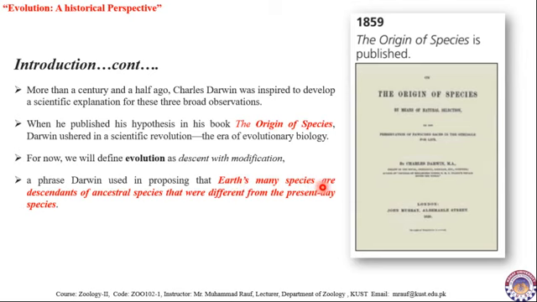Earth's many species are descendants of ancestral species that were different from present-day species. This means the descendants tend to be different from their ancestors. The ancestors used to live in the prehistoric era, and they are different from the ones that exist nowadays, and the species which are living nowadays evolved from the ones that lived in the past.